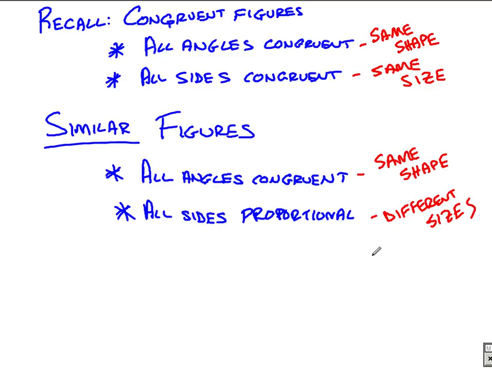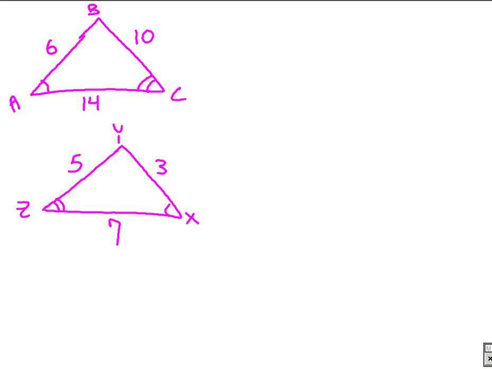They're all congruent. However, with similar figures, we say we have the same shape still, all the angles are still congruent. However, all my sides are no longer congruent. We can have different sizes. They just need to be proportional to each other. So, just to see what this looks like, I have these two triangles here.